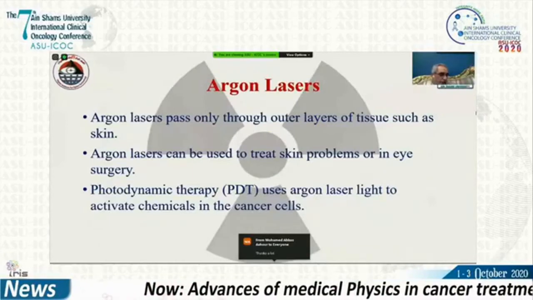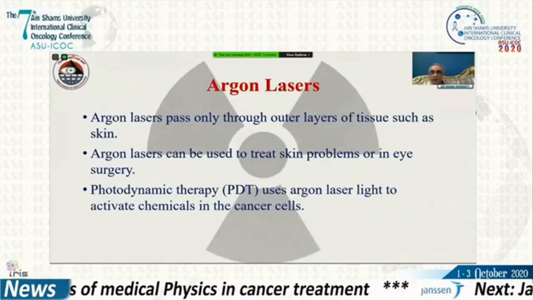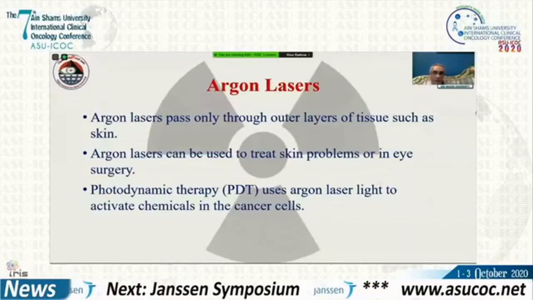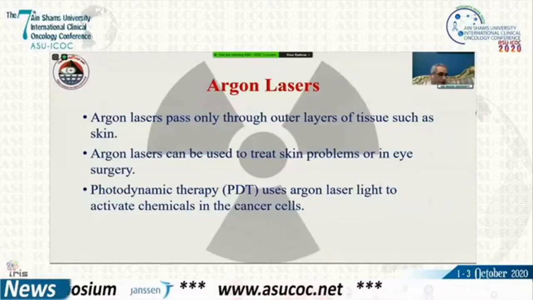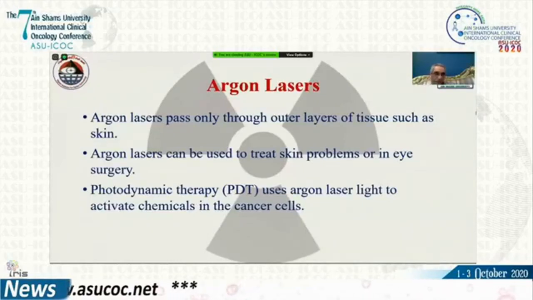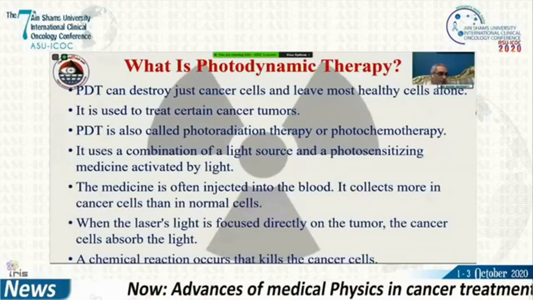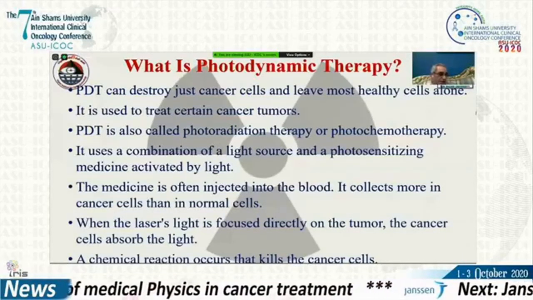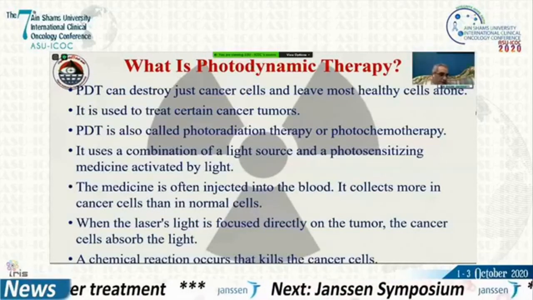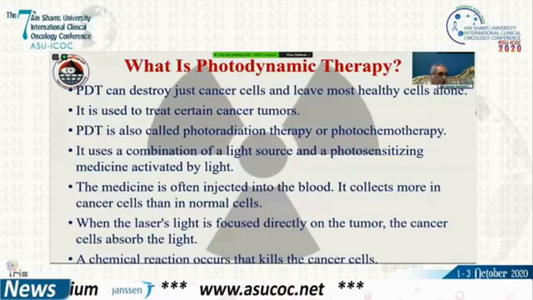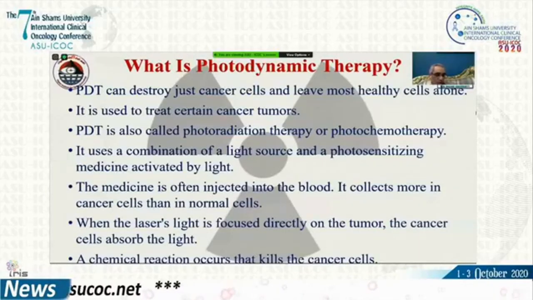Argon laser passes only through the outer layer of tissue, such as skin. Argon laser can be used to treat skin problems or in eye surgery. Photodynamic therapy uses argon laser light to activate chemicals in the cancer cells. Photodynamic therapy can destroy just cancer cells and leave most healthy cells alone. It is used to treat certain cancer tumors. Photodynamic therapy is also called photoradiation therapy or photochemotherapy.